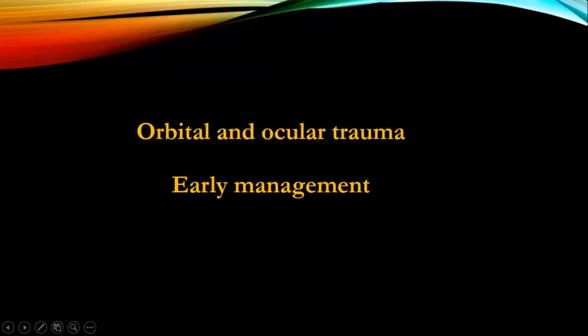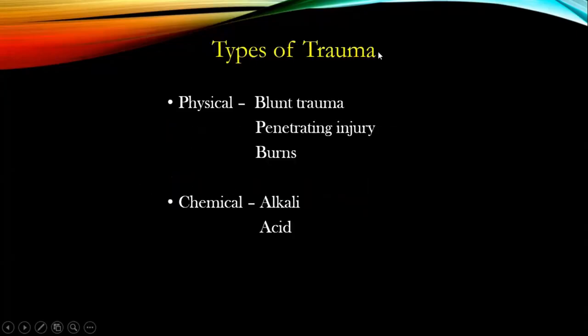And this is another important aspect, orbital and ocular trauma, because as first contact care physicians, you will be the doctor who the patients are presenting to. Early management of this ocular trauma is really important, because subsequent specific ocular management, or the ophthalmic management, the success will depend on the early management. Types of trauma can be physical or chemical trauma. Physical trauma can be blunt trauma or penetrating injuries or burns, chemicals or alkaline acids or other chemicals.